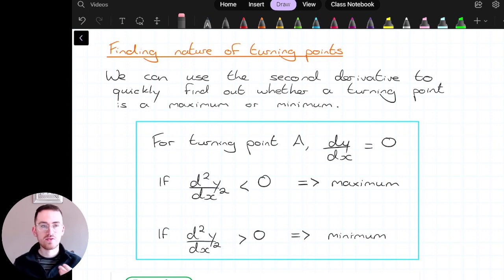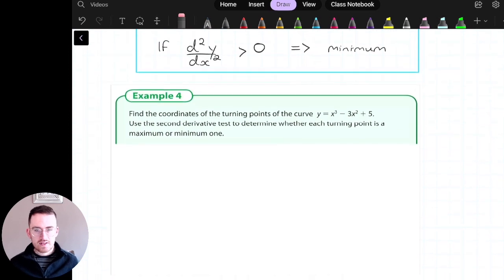So we know that for it to be a turning point, dy dx has to be equal to 0 at that point. Okay, so it may be a case that when we come to the second derivative, we have to sub in that value of x, or it may just be that the second derivative is a constant that is either less than 0 or greater than 0. So let's see this in action. Let's look at an example.